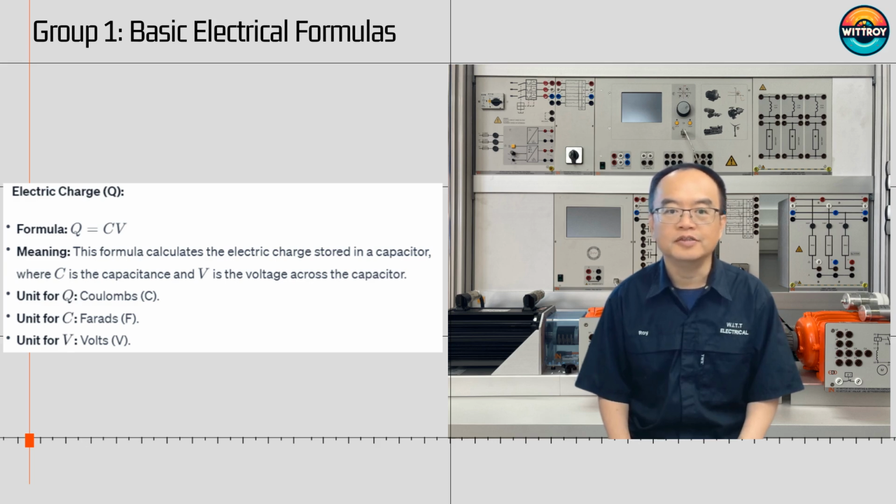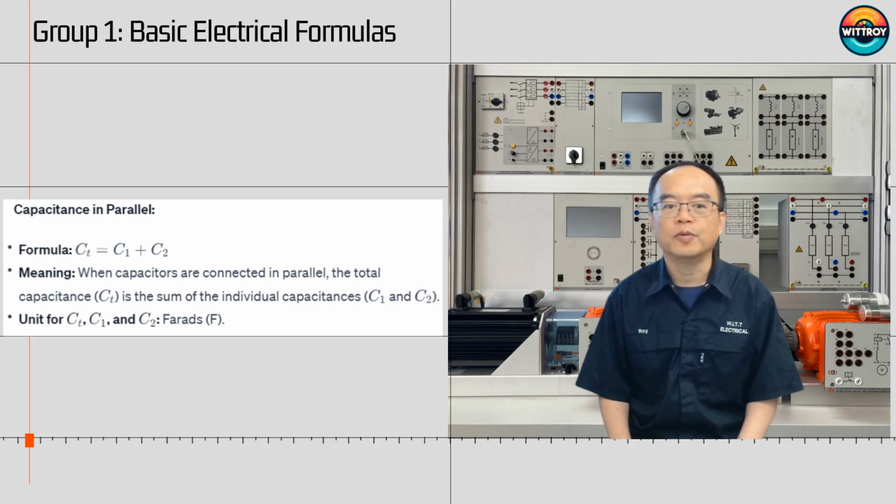The unit for capacitance is farads. V, voltage, the potential difference across the capacitor. The unit for voltage is volts. Q, charge, the electric charge stored in the capacitor. The unit for charge is coulombs. This formula helps us understand how much electric charge a capacitor can store, which is crucial in designing and analyzing circuits involving capacitors.